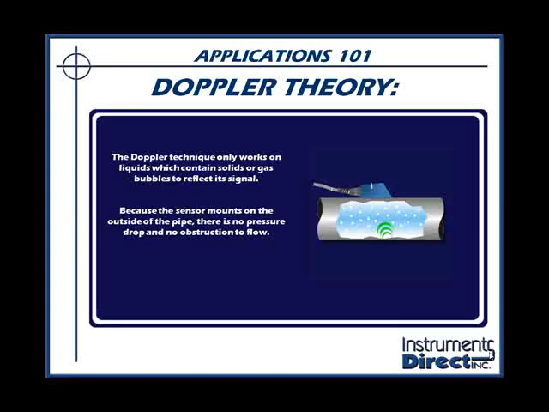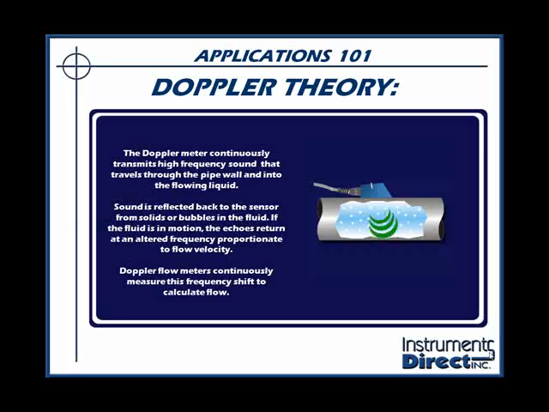This technique is to clamp it on the outside of the pipe, but the process liquid does require that it has some suspended gases or solids to reflect your signal. Now, of course, the advantage of the technology is that it's clamped on the outside of the pipe, there's no pressure drop and there's no obstruction to flow.